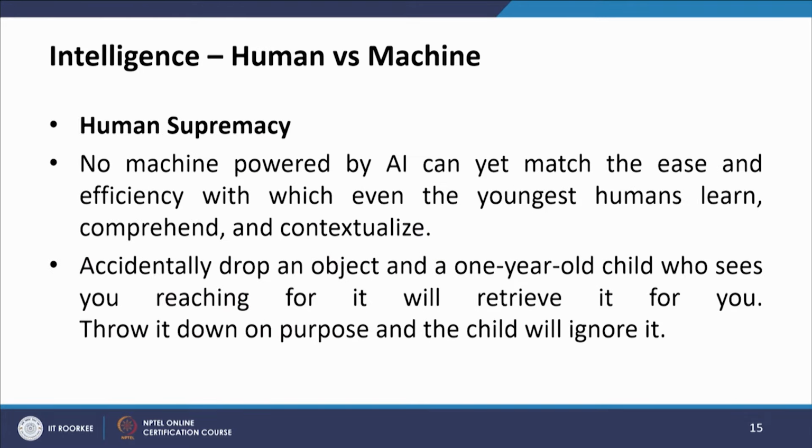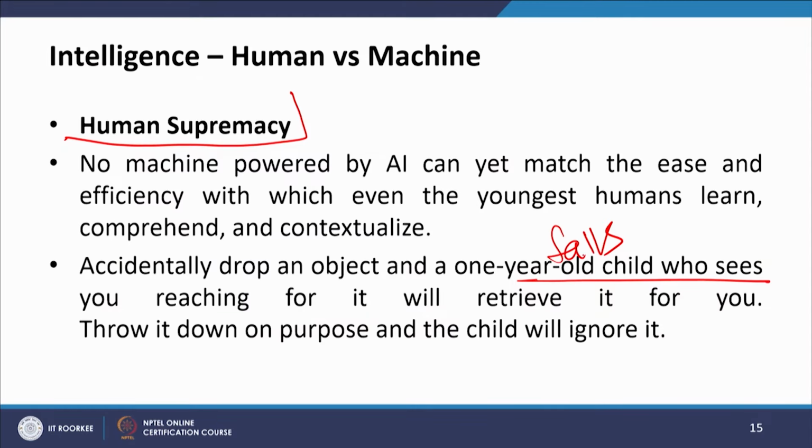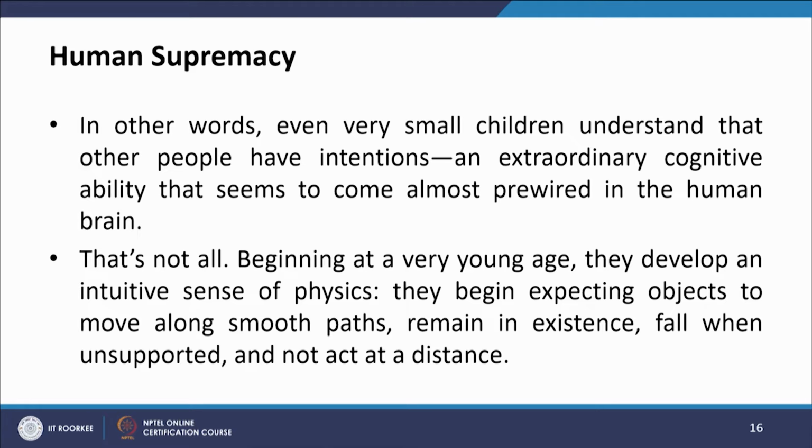Now, let us look at intelligence from the perspective of human versus machine. So, we are talking about human supremacy. No machine powered by AI can yet match the ease and efficiency with which even the youngest humans learn, comprehend, and contextualize. Accidentally drop an object and a 1-year-old child who sees you reaching out for it will retrieve it for you. If it falls, the child will pick it up for you. If you throw it down on purpose, the child will ignore it. In other words, even very small children understand that other people have intentions. That is an extraordinary cognitive ability that seems to come almost pre-wired into the human brain.